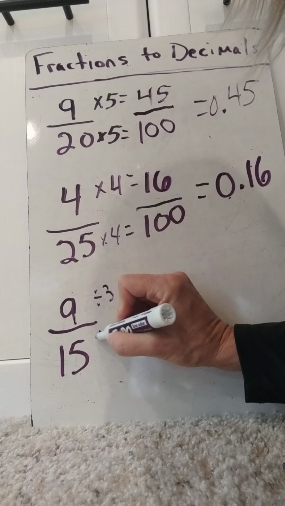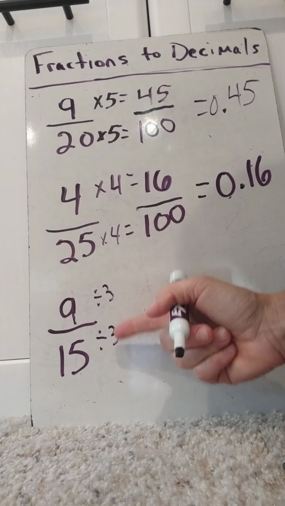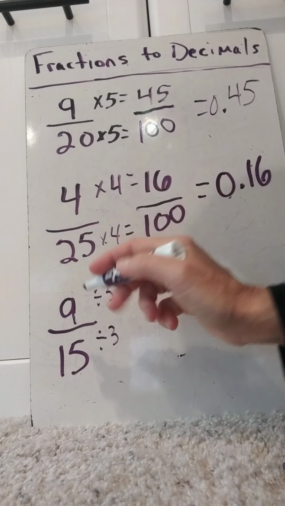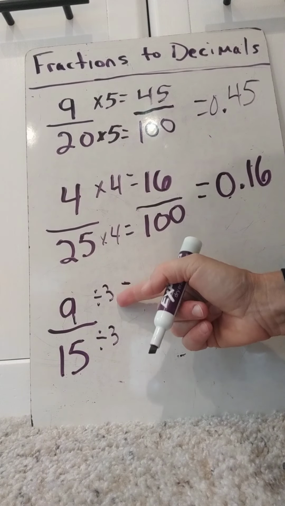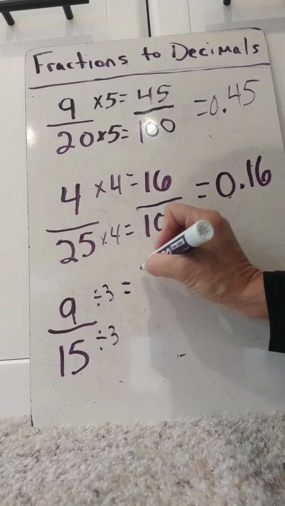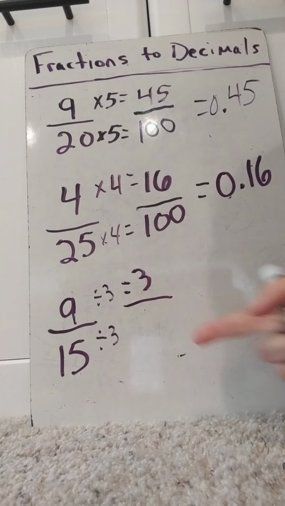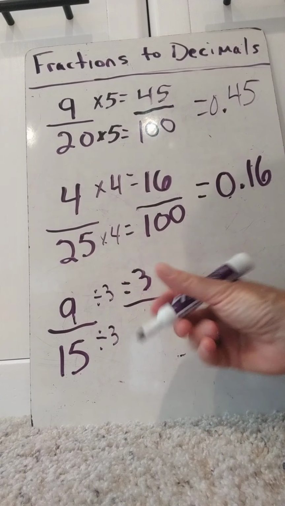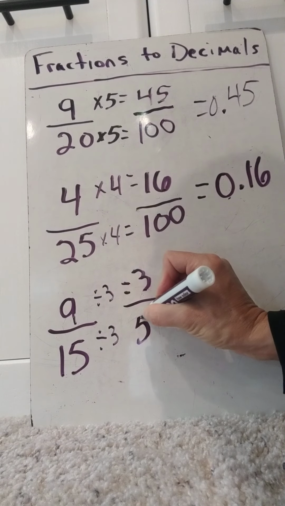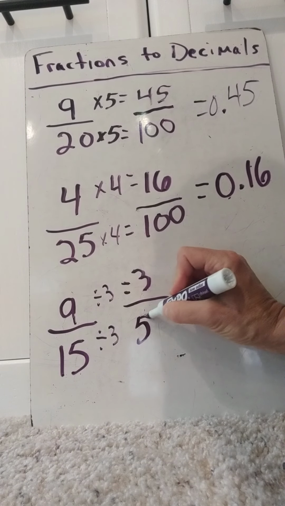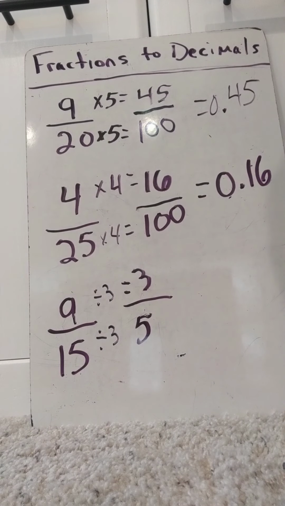Okay? I'm going to make an equivalent fraction. I'm going to make a smaller one. So whenever you want to go down, you want to divide, okay? So 9 divided by 3, or you could say, what number times 3 gives me 9, and I know that's 3. What number times 3 gives me 15? I know that's 5. Now, I just made an equivalent fraction here. 3/5. 9/15 and 3/5 are equivalent.